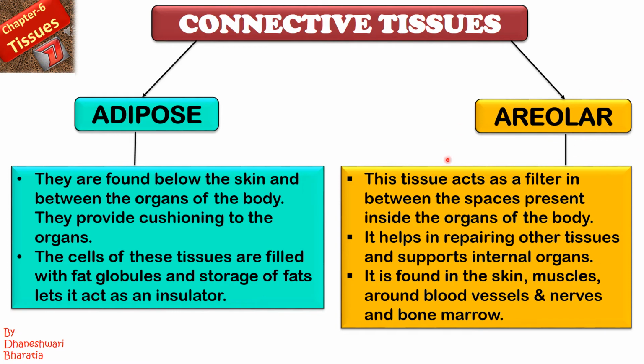Okay, now if we talk about areolar, it acts as a filter in between the spaces present in the organs of the body. It also helps in repairing the tissues and supports the internal organs, which is found in the skin, muscles, around the blood vessels, nerves and bone marrow. So areolar tissue is basically providing a kind of filter, plus it also helps in the repairing of the other tissues and also supports the internal organs.